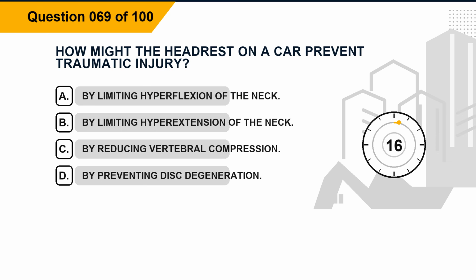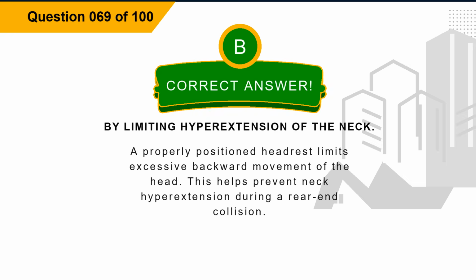Question 69. How might the headrest on a car prevent traumatic injury? Option A. By limiting hyperflexion of the neck. Option B. By limiting hyperextension of the neck. Option C. By reducing vertebral compression. Option D. By preventing disc degeneration. The correct answer is option B. By limiting hyperextension of the neck. Explanation. A properly positioned headrest limits excessive backward movement of the head. This helps prevent neck hyperextension during a rear-end collision.